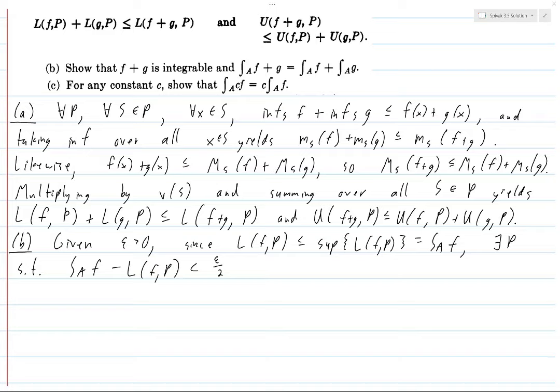And since this particular L(f,P) must be less than or equal to the integral over A of f, the signs work out in this way, that the integral of f minus L(f,P) will be strictly less than epsilon, rather than L(f,P) minus the integral of f being less than epsilon over 2. The signs work in this way since the integral is always going to be greater than the lower sum.